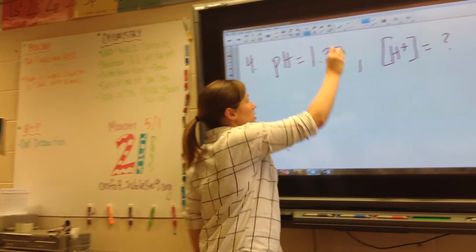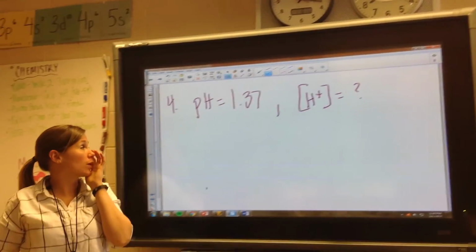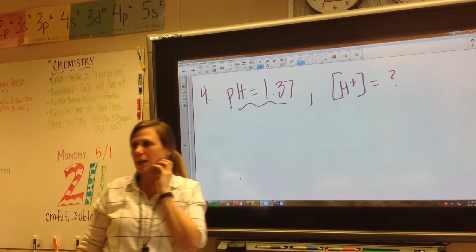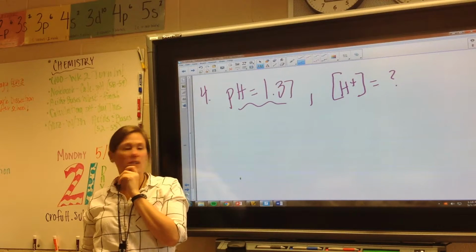All right, next question. We have 2 more left. This one's backwards. So we were given the pH value and asked to find the H plus concentration. Do these line up? Maddie, do these 2 line up?